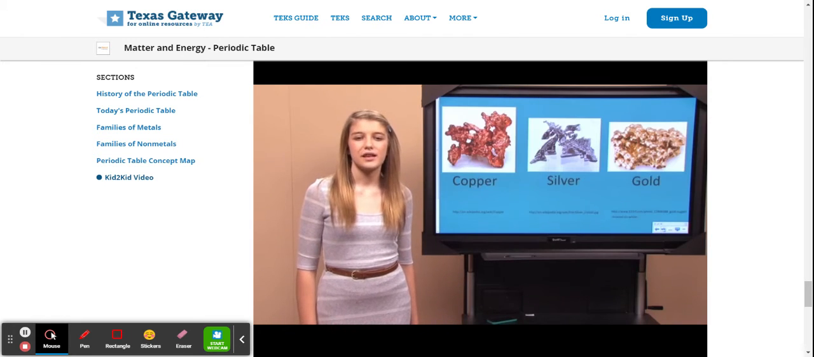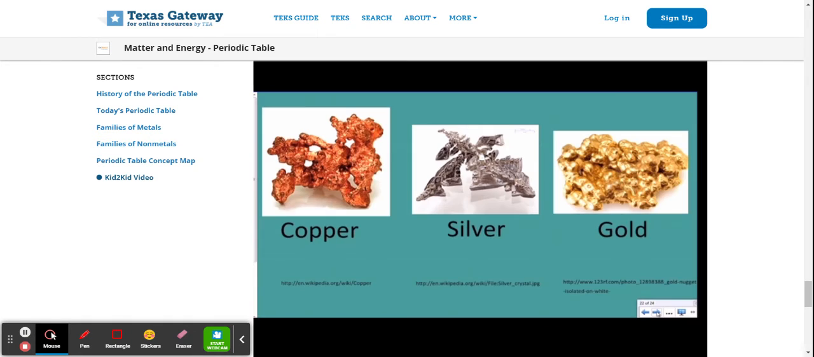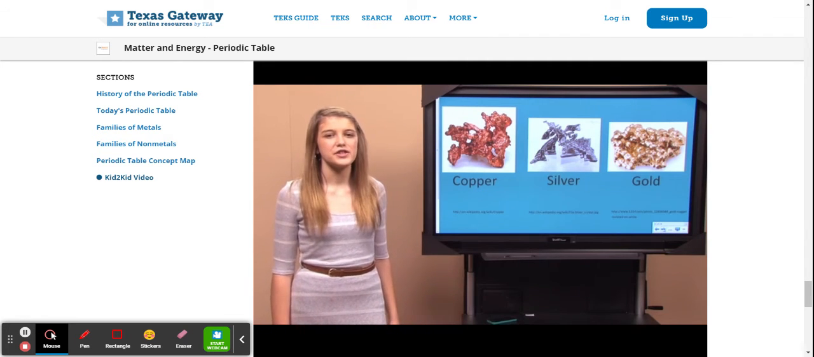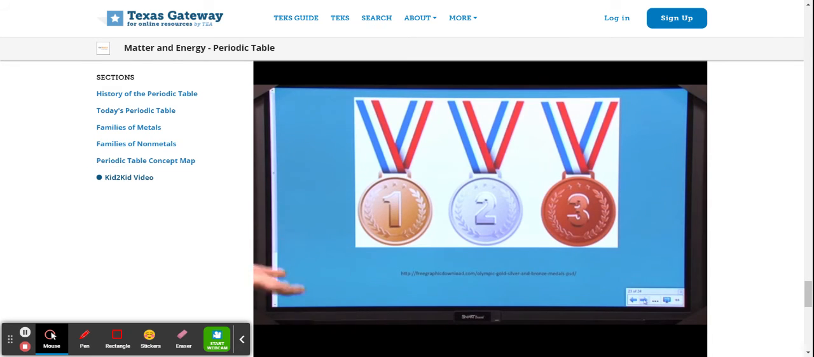And that makes sense. What do we know about copper, silver, and gold? Here's copper: heavy, shiny, bendable metal. Here's silver, another heavy, shiny, bendable metal. And gold, yep, heavy, shiny, and bendable. If you think about it, there's not a lot of differences between these elements. Unless you're in the Olympics, I guess.